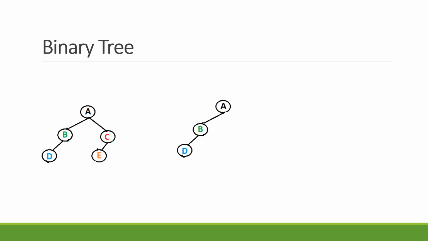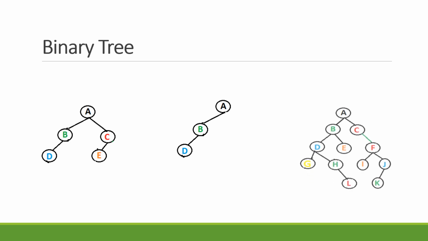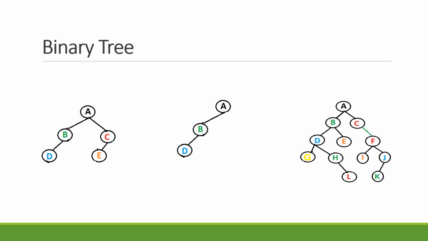So this is another example. This is a skewed tree where A has only one child, which is B, and B has only one child, which is D. This is another example of a binary tree.